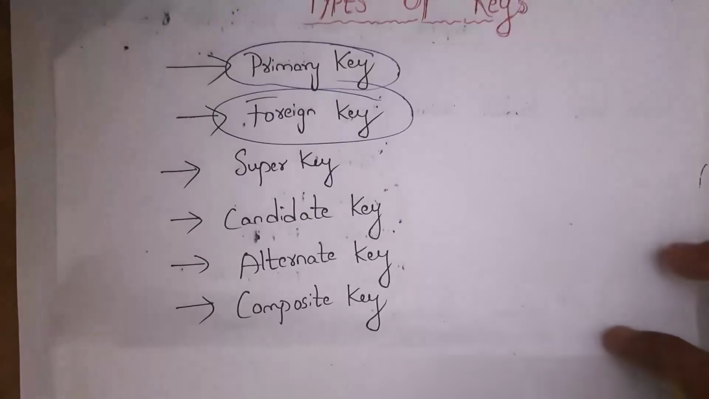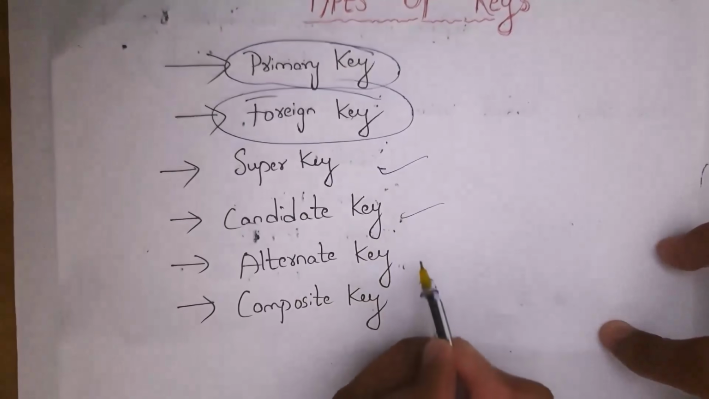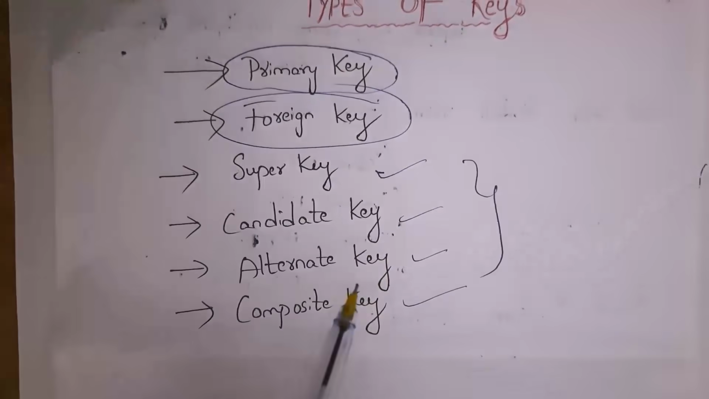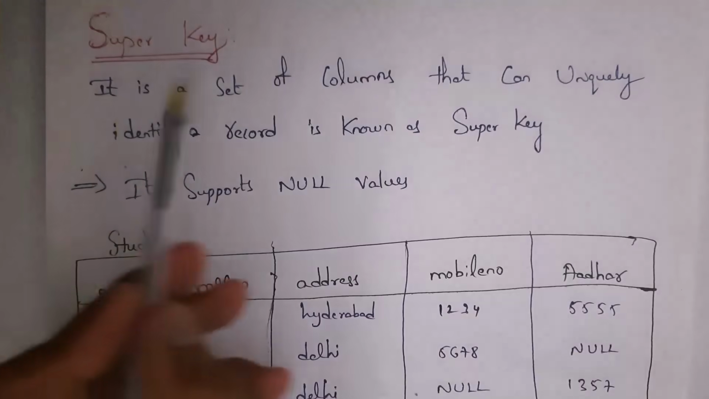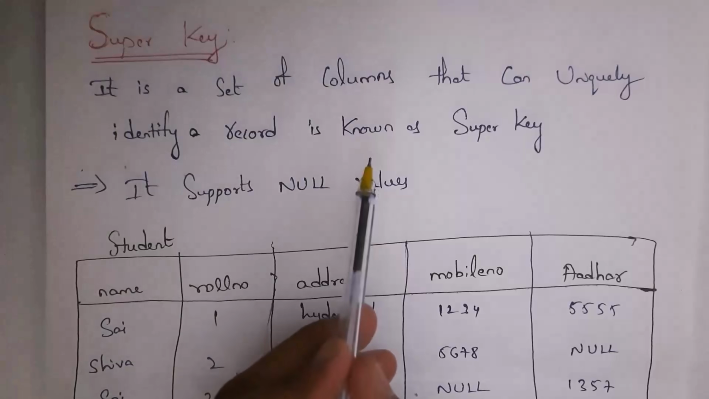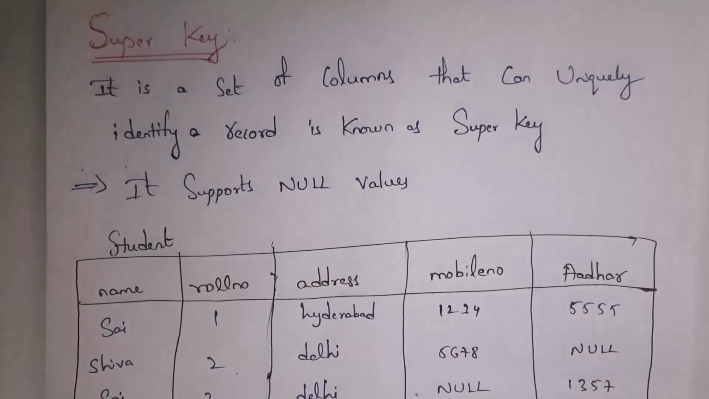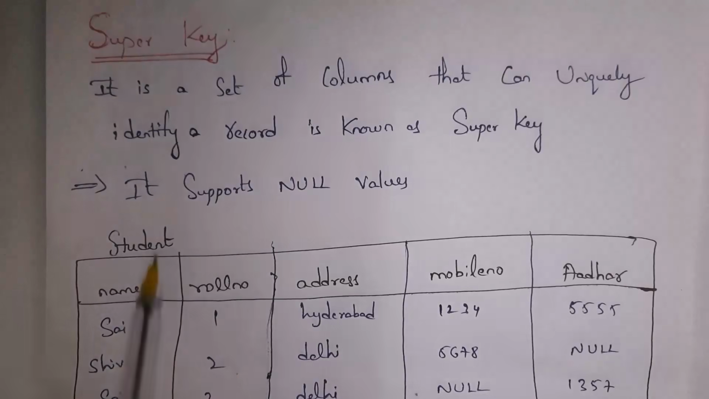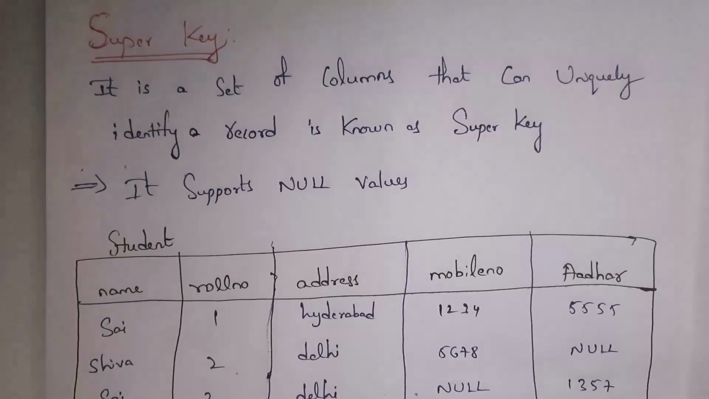Guys, next I will explain what is a super key, candidate key, alternate key, and composite key. We will not write any code for these 4 keys; it is just a theory concept. At first I will explain what is a super key. It is a set of columns that can uniquely identify a record. Super key is nothing but a set of columns that can uniquely identify a record, and it supports null values. I'll give one example so that you can clearly understand what a super key is.